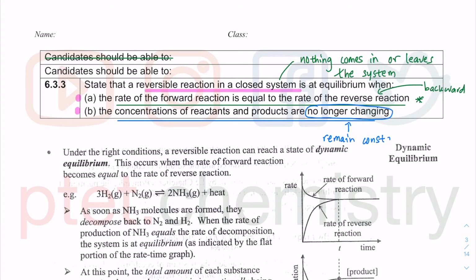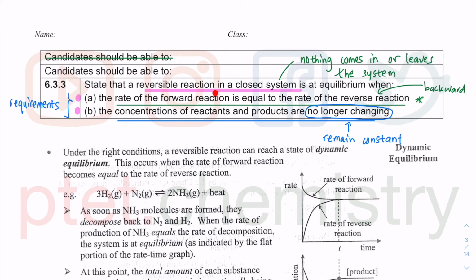Now some students would say, oh, the rates are the same, the rate of forward and backward reaction are the same, so the concentration of reactant product must be the same. If they are the same, there is a coincidence, but it's not a requirement. These two is a requirement. It's compulsory to meet these two requirements if you want to have a system in equilibrium.